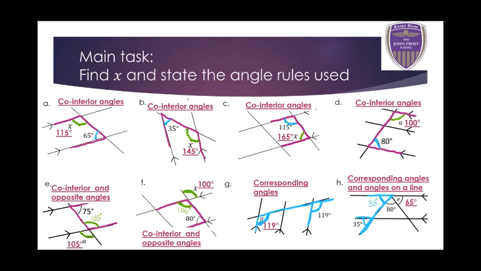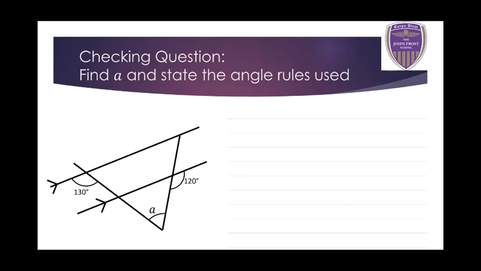Now let's look at the checking question. Looking at the shape here, we need to find angle A and state the angle rules that we've used along the way. Pause the video and have a go. Make sure to draw the diagram and label it up. Use other letters for missing angles, and that'll make your work nice and neat and tidy. So pause the video and have a go.